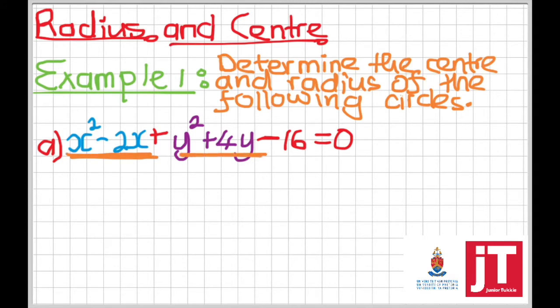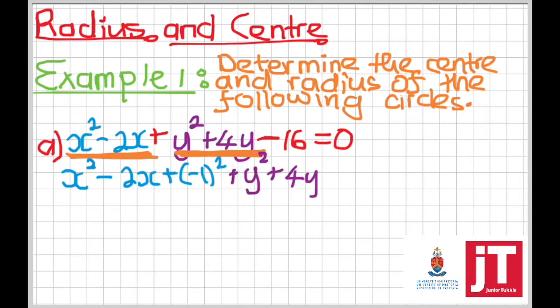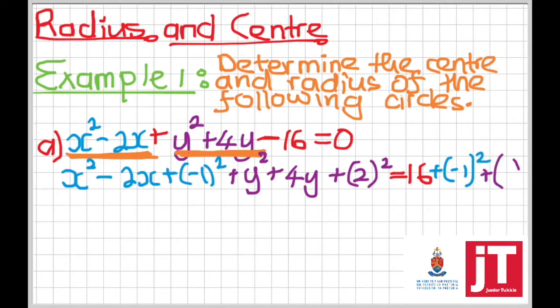If you do it correctly, you're going to get x squared minus 2x plus (minus 1) squared plus y squared plus 4y plus 2 squared, and that is equal to 16 plus (negative 1) squared plus 2 squared. Thereafter, we need to simplify that further, having realized that the first three terms in terms of x form a perfect square, and that is also true for the terms associated with y, the ones that I'm underlining.